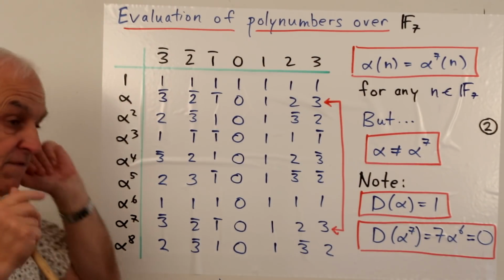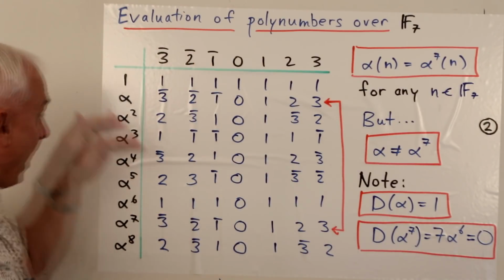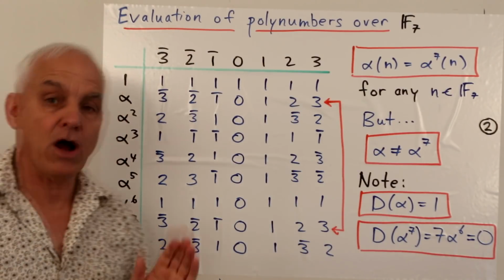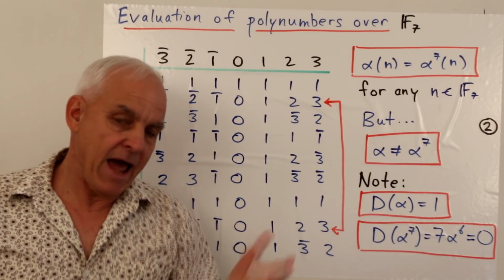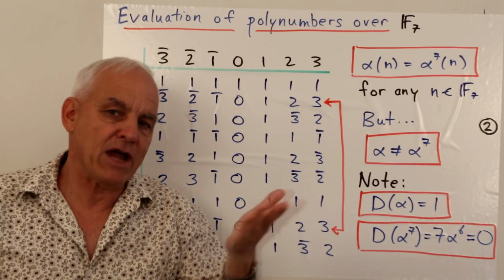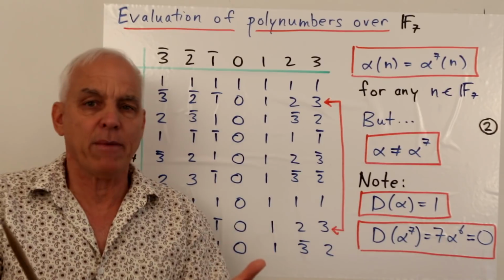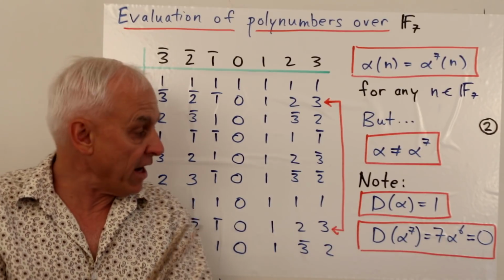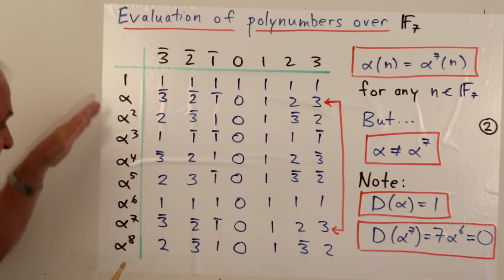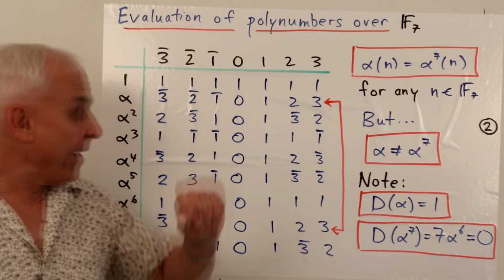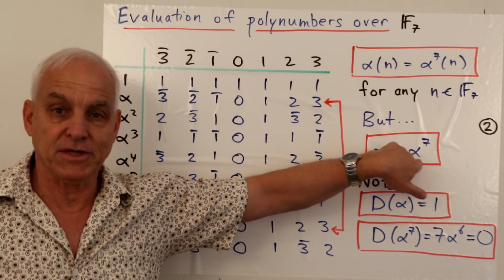So as functions on the field, alpha and alpha to the 7 are indistinguishable. This is not something that happens over the rational numbers or the real numbers, if you believe in them. This is a new phenomenon that really only appears in the finite field story. But at the level of polynumbers, the polynumber alpha is not equal to the polynumber alpha to the 7.